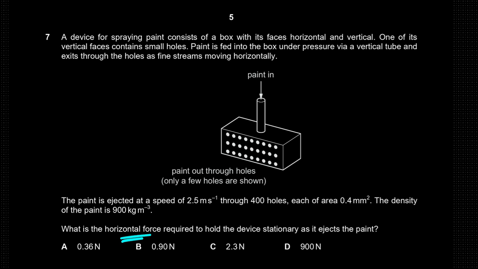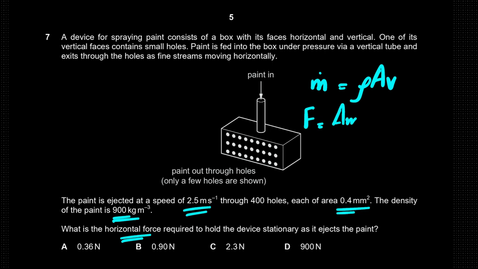So if I think about this, I know speed, I know area, and I know density. So the equation that comes to mind is this one first, which is rho AV. This gives us the mass flow rate, which is how many kgs of paint goes through in a second. And then if I use the definition of force as delta mv over delta t, so m dot, the mass flow rate, is just rho AV. So multiplied by another v, that would become rho AV squared. So that's really what I have to calculate.